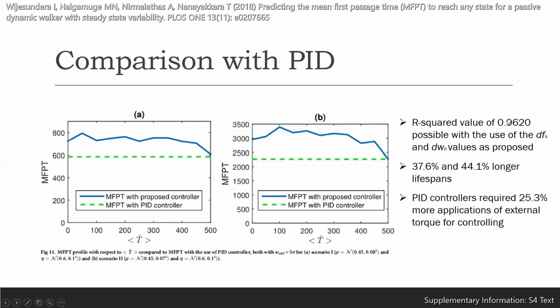So the R-square value of 0.96 was possible with the use of the bias modified transport variables, and around a 40% longer lifespan was obtained using this controller with respect to the PID-based controller. In addition to that, the PID-based controllers required about 25% more applications of external torque.